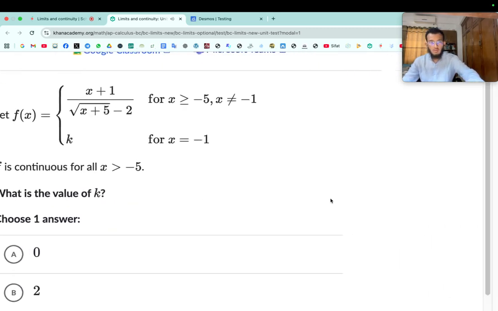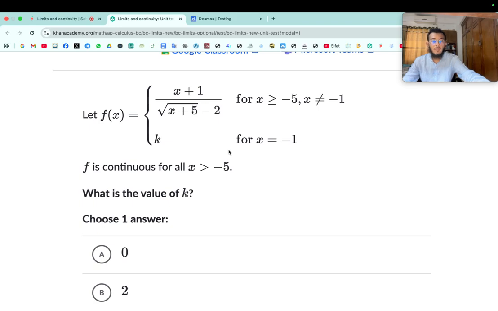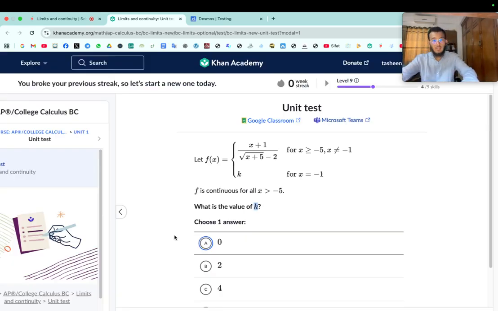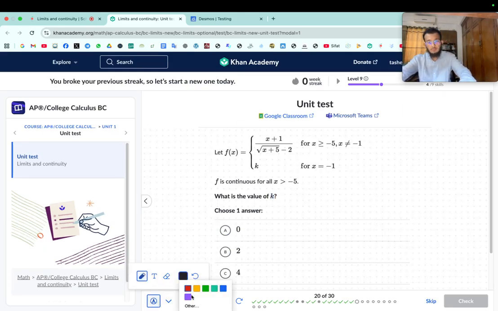Okay, so let f(x) be this thing for x greater than or equal to negative 5 and x not equal to minus 1, but for x equal to minus 1, we have a specific value k. So f is continuous for all x greater than negative 5. What is the value of k? I.e., what do you get for x equals negative 1? This is the question. So let's plug in negative 1 here.